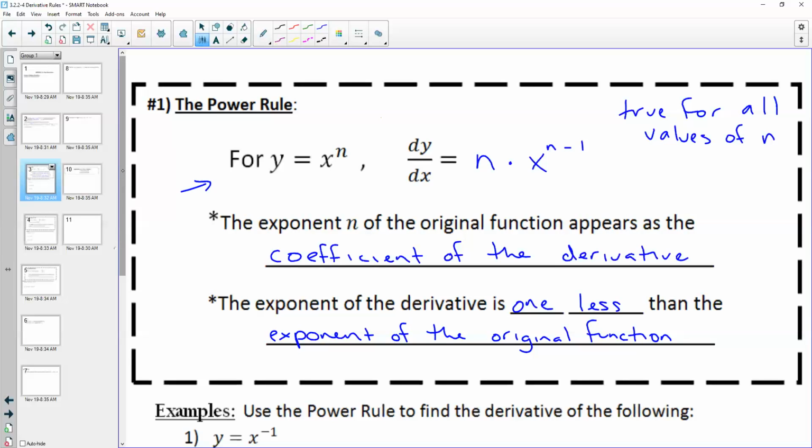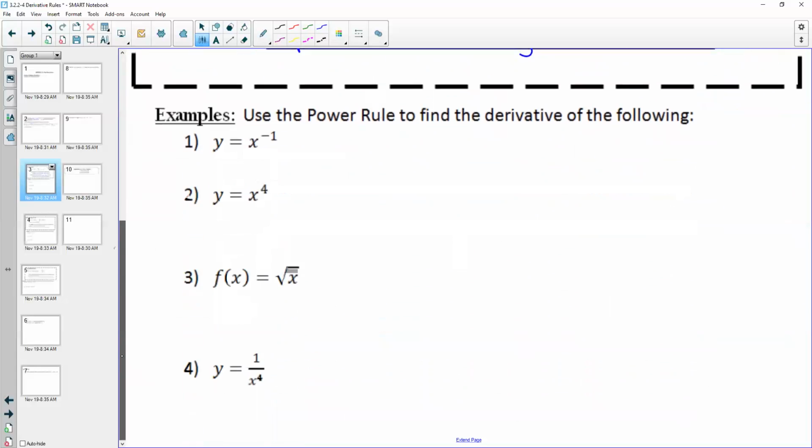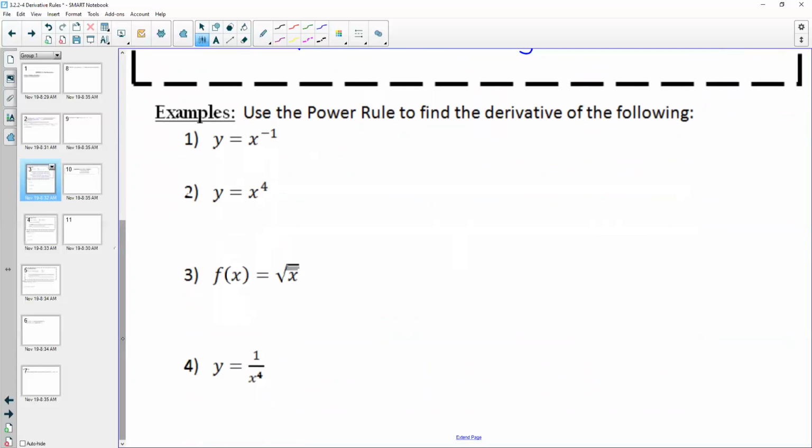Okay, so this is the power rule in a nutshell. So let's go through these examples using our power rule. Okay, so if y is equal to x to the -1, then the derivative of y with respect to x: we're going to bring that -1 out front of that x. So a -1, and our exponent is already -1, but then we're going to subtract 1 more. So we can rewrite that as -1, and -1 subtract 1 more will be -2.